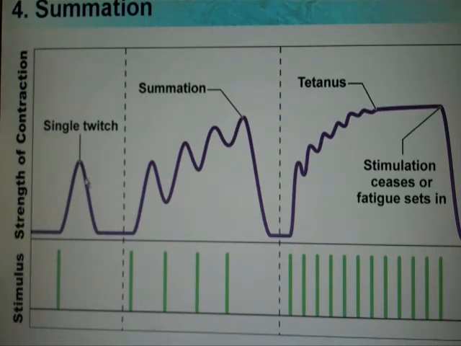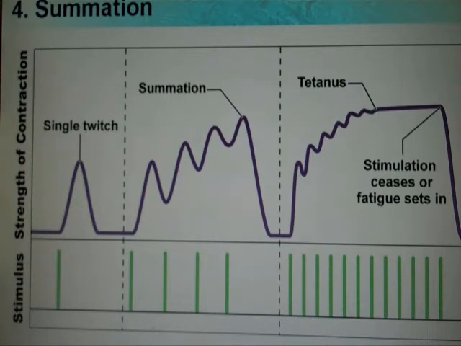If I can send a nerve impulse before it has a chance to completely relax, I can add the strength of the contractions together. That's where I get this right here. So if I'm sending the nerve impulses faster than the muscle has a chance to relax, I can add them together and increase the strength of the contraction. If I continue to increase the strength of the contraction until the muscle is completely contracted, we call that tetanus.